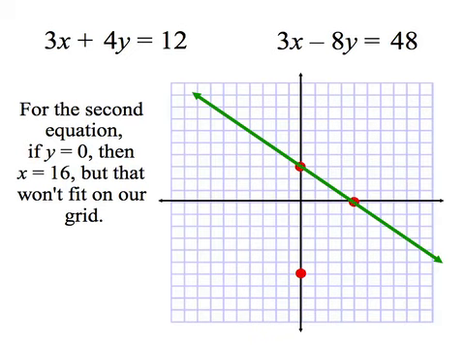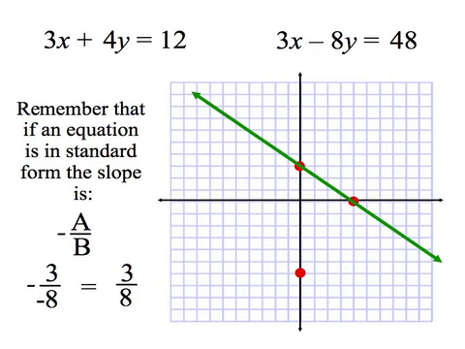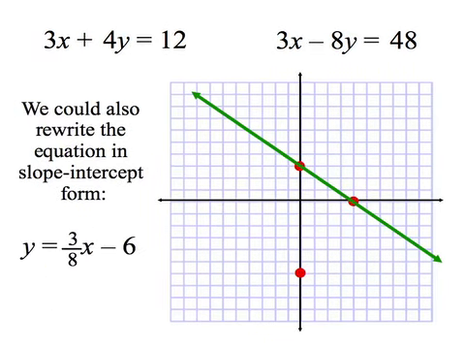So one of our options is to get a larger grid. Another option is to remember standard form. In standard form, the slope is the opposite of a over b. In this equation, a is 3, b is -8. So we have the opposite of 3 over -8, or 3/8. A third option is to solve for y, which will then put the equation in slope-intercept form.